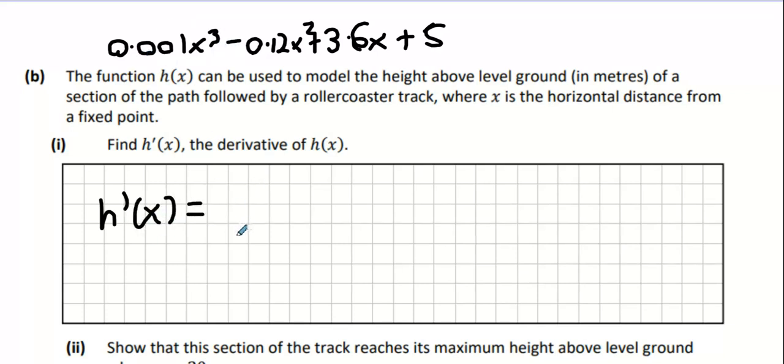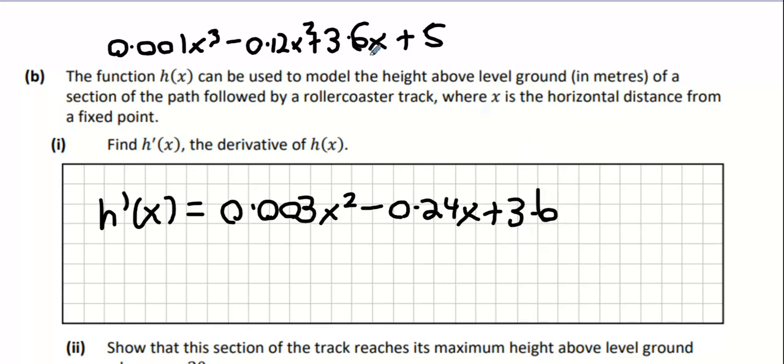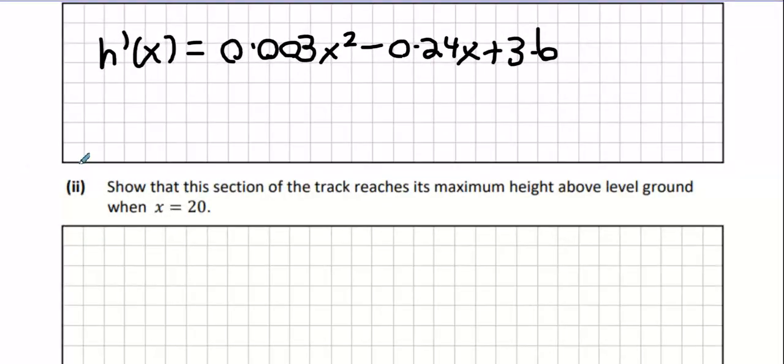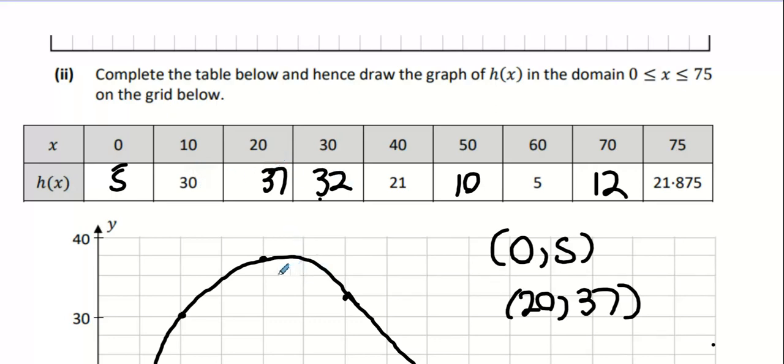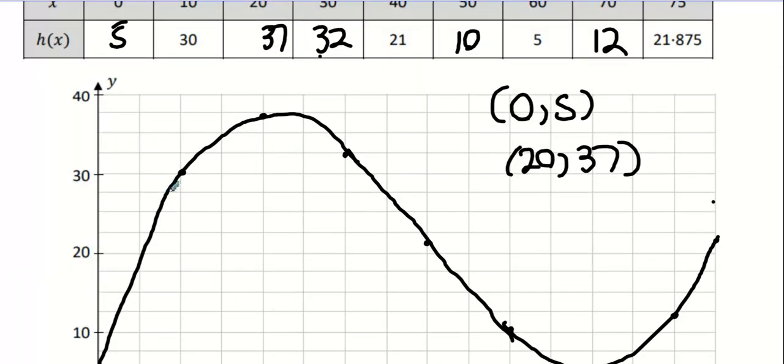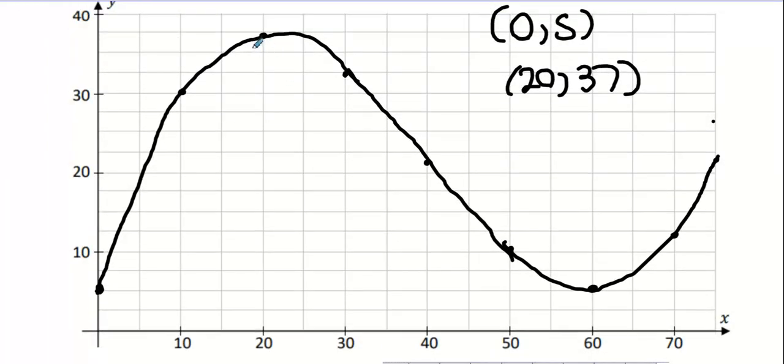Bring the 3 to the front, multiply by what's there, take 1 away from the power. Bring the 2 to the front, multiply by 0.12, take 1 away from the power. Drop the x and drop the 5. Show that the track reaches its maximum height above level ground at x equals 20. So we sort of knew that already, 20 and 37 being the maximum height in our graph from earlier. I should have been on my way down like this, and that's my max.